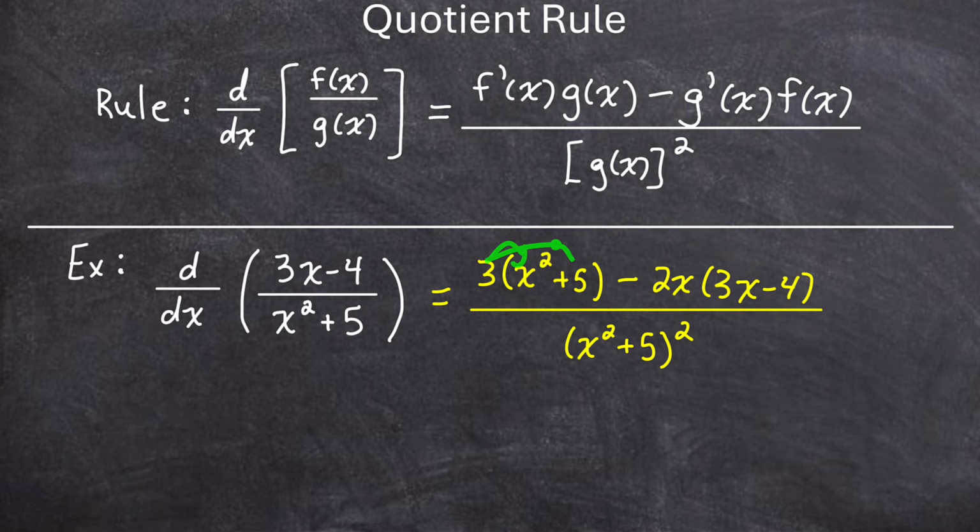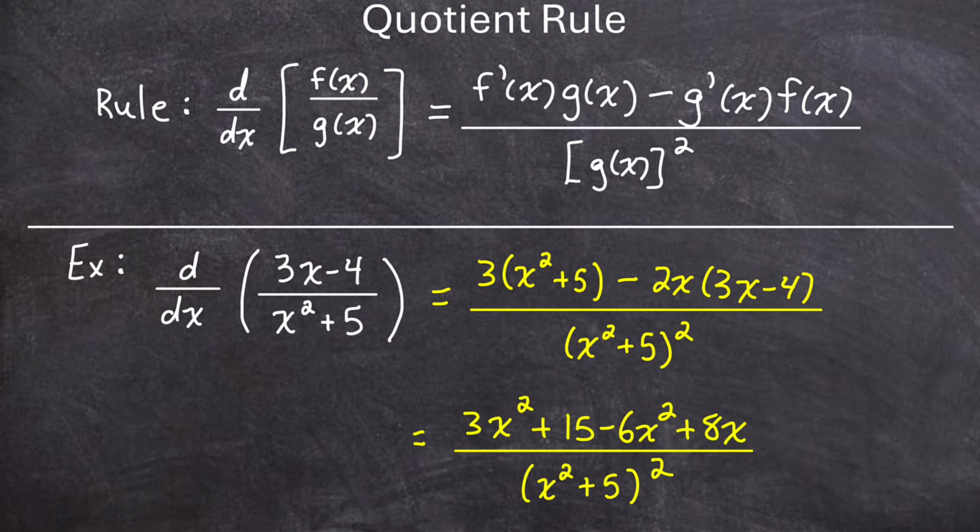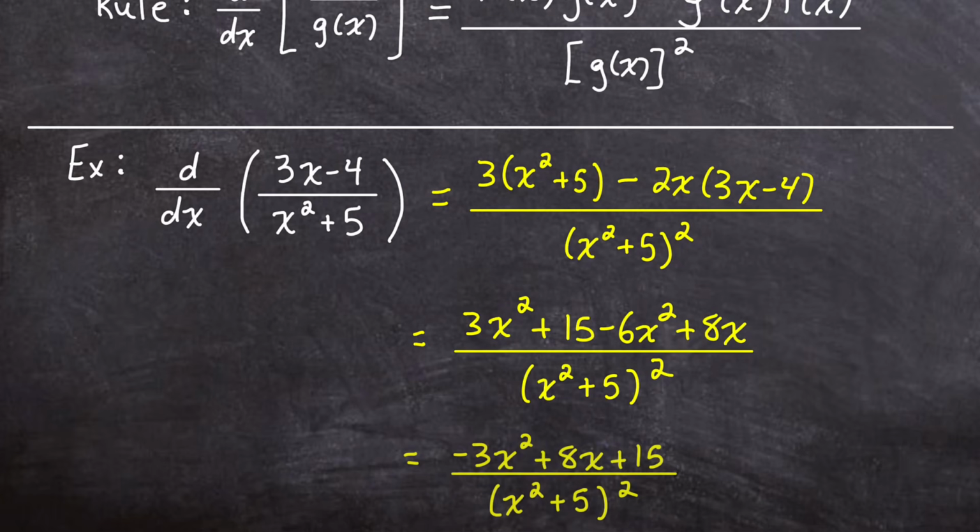I would distribute the 3 to both terms in that binomial, and distribute the negative 2x to both terms in that binomial. And then in the numerator, I have a couple like terms. I have 3x squared minus 6x squared, which I could collect together to make negative 3x squared. So I'll do that below. And this is the final simplified version of the derivative of this quotient.